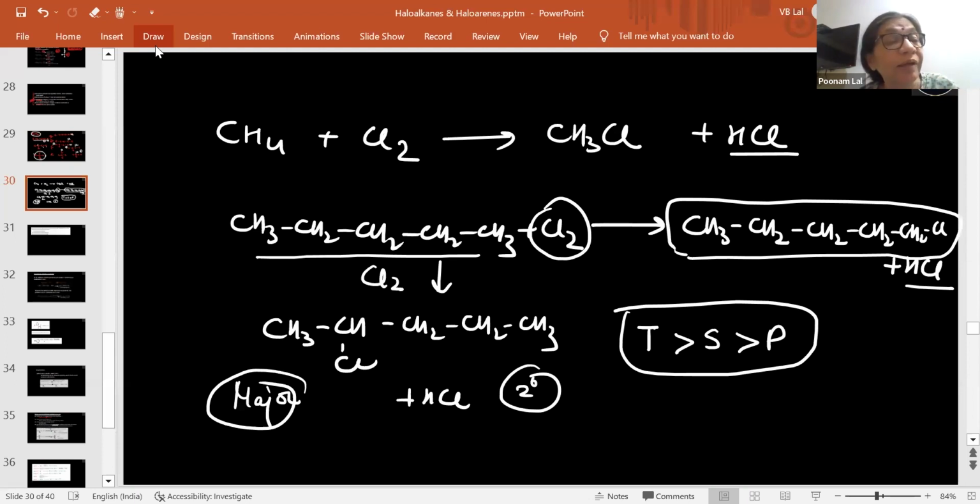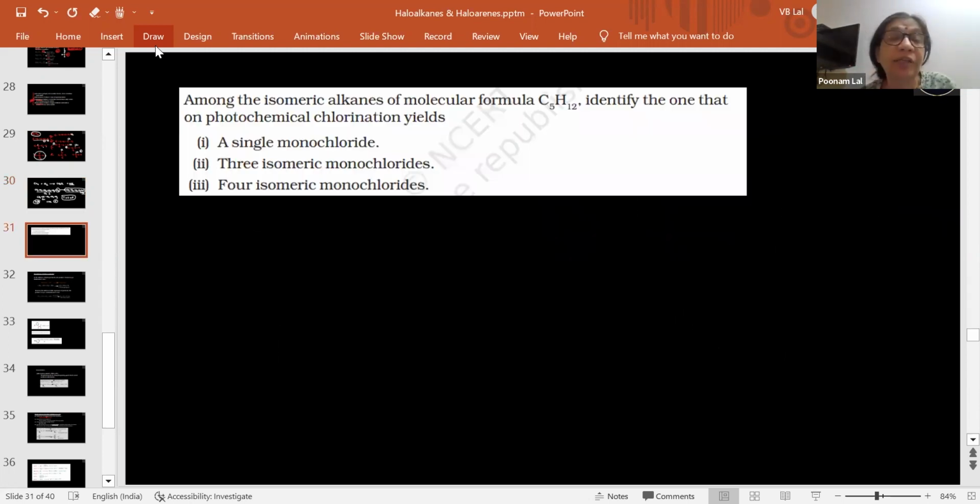But you know that this is a chain reaction. The reaction will not stop here. Then all the hydrogens will be substituted one by one. But when the question is asked, it is like this: among the isomeric alkanes of C5H12, identify the one that on photochemical chlorination yields... So this is the next homework, and I will stop at this.